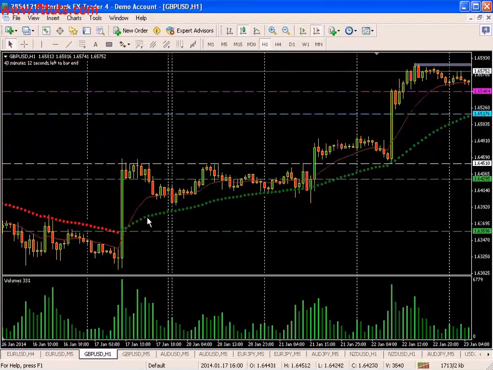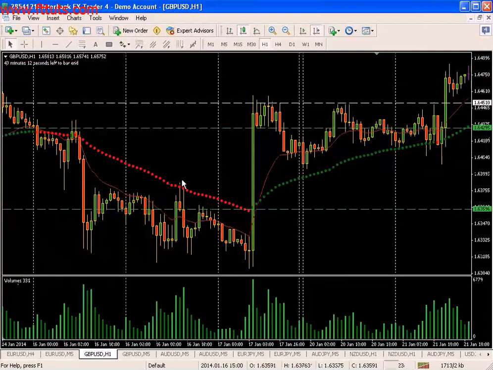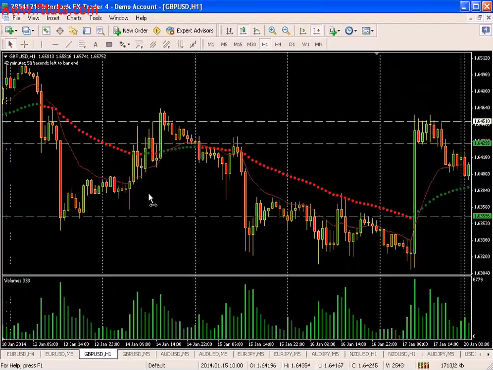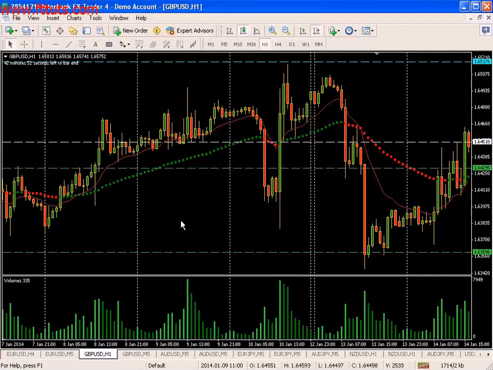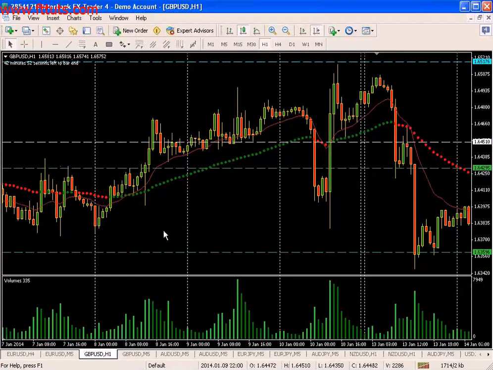So we could just scroll back and see all these examples of the 50 EMA acting as resistance and support. It very rarely is a meaningless thing when you're seeing it test the 50 EMA on a 1 hour chart, and you can really get some good insight there.